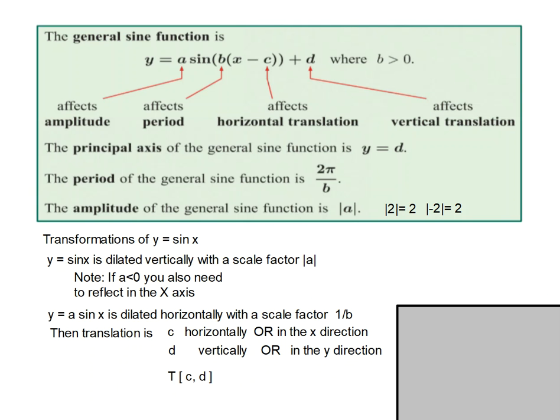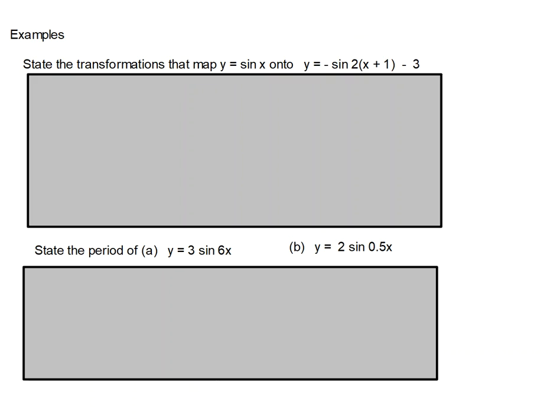And the transformations: y equals sine x is dilated vertically with a scale factor of absolute value of A. If A is less than 0, you also need to reflect in the x-axis. Then once we have y equals A sine x, we do the next step. That is dilated horizontally with a scale factor of 1 on B, and then we do our translations of C horizontally and D vertically. All right, so there's the summary. Now let's look at some examples.